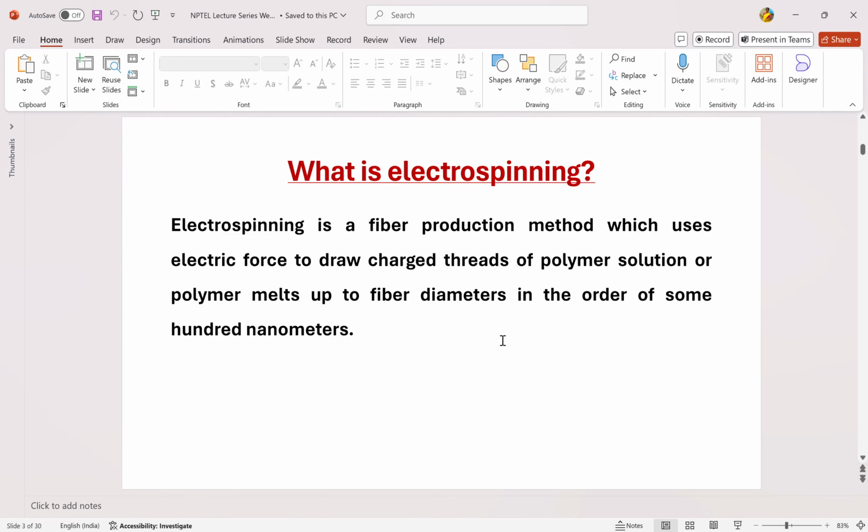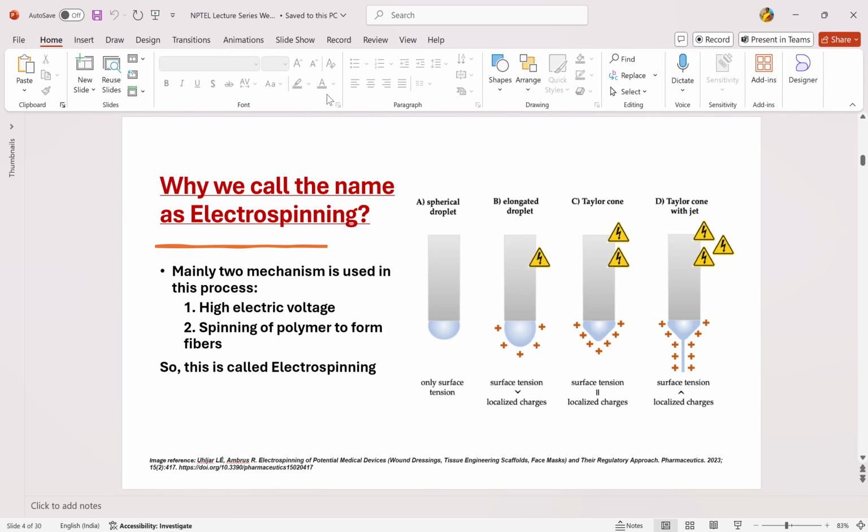Okay, so you need to have some kind of charge in order to spin the polymer into a fiber. You have to have some electric force to draw charged threads of polymer solution. Okay, so what is electrospinning? Here you can see how it is forming.